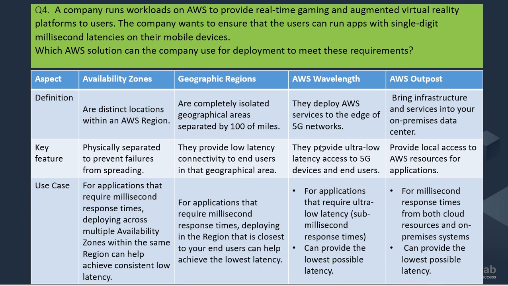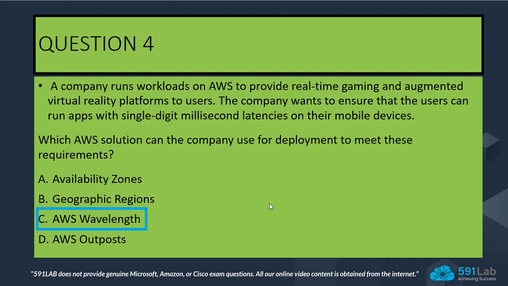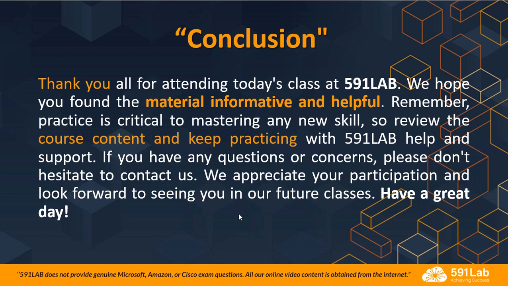So this is how we discuss the various questions. We conclude that the correct answer is AWS Wavelength for this question. This is the pattern of how we tackle the questions to crack the AWS certification exam. I believe that you got the gist of how we handle questions to really help you succeed in your exam.